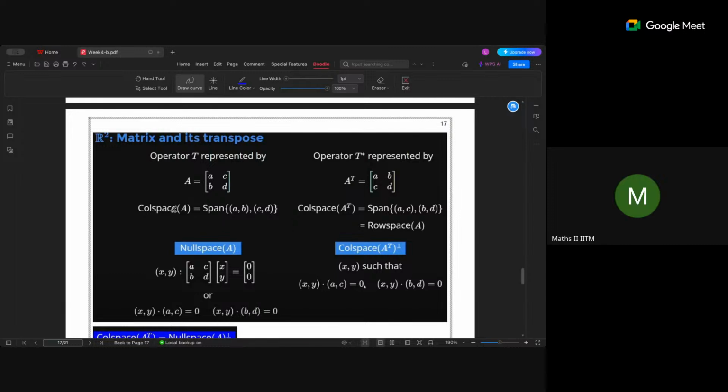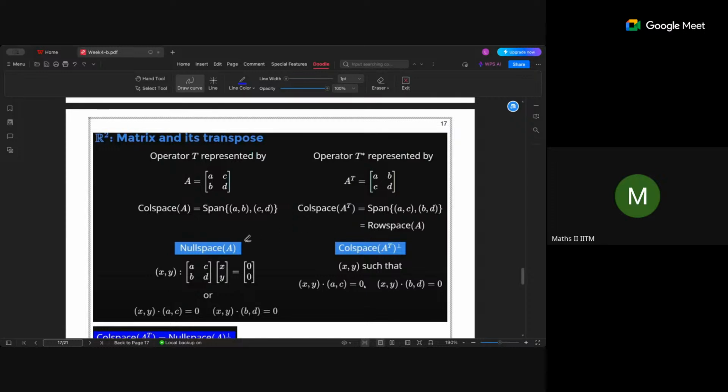Now what is the column space of A? It is the span of the column vectors of A. So the span of A, B and C, D. Same way, what is the column space of A transpose? Span of A, C and span of B, D. But what can you notice? A, C and B, D form the rows of A. So the column space of A transpose is the same as the row space of A. So these two spaces are the same. Is that clear? Yes, ma'am.